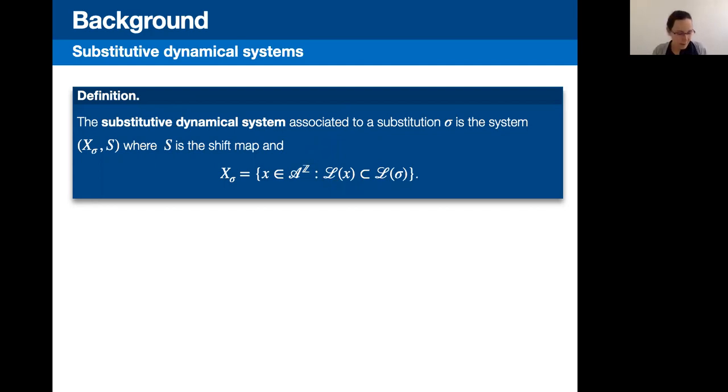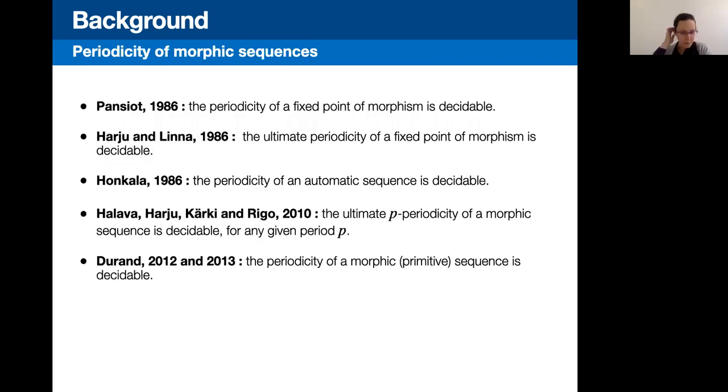One important question in the study of such systems was the periodicity of morphic sequences. We use the word morphic sequence when we have a morphism sigma, which is not necessarily a substitution, that can define a fixed point. We say morphic sequence and purely morphic sequence in the same way as we say substitutive and purely substitutive sequence.